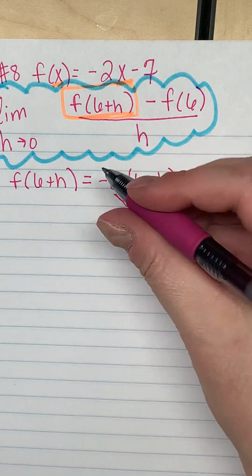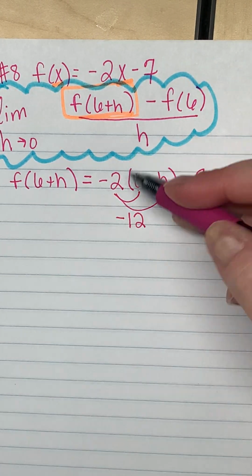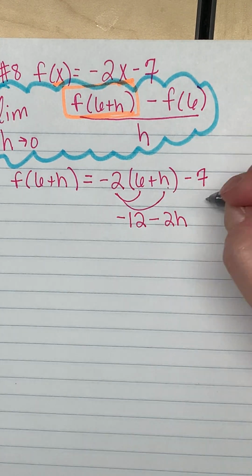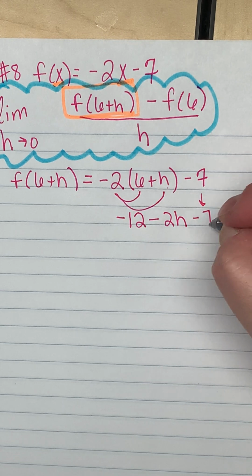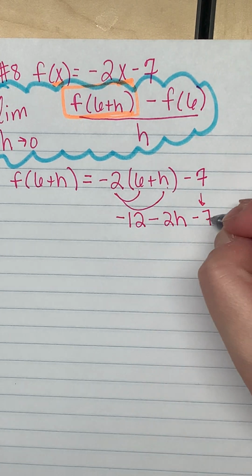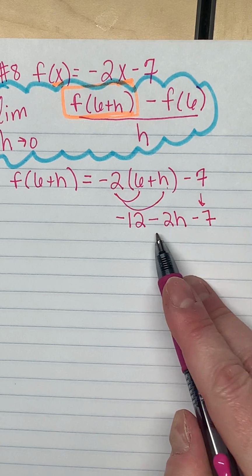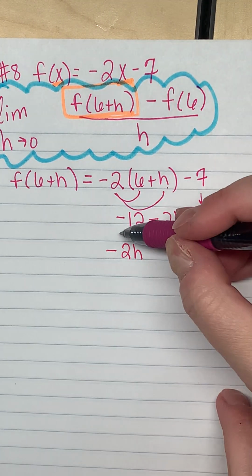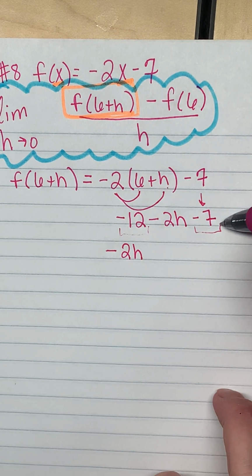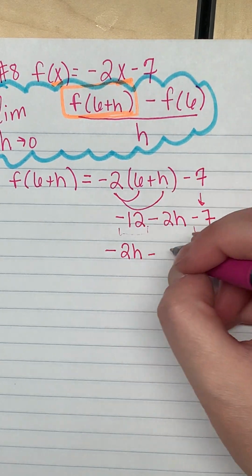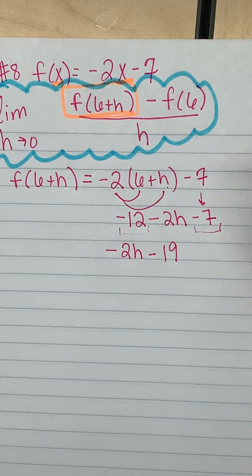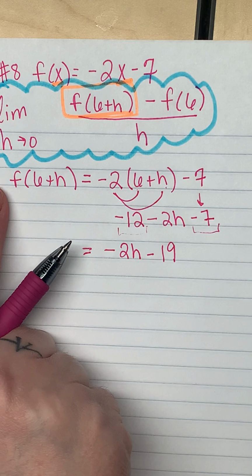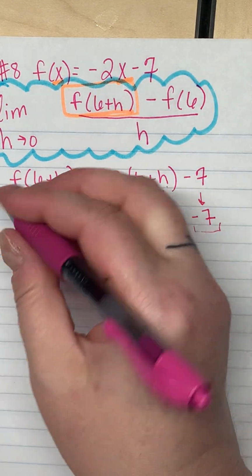Negative 2 times 6 is negative 12. Negative 2 times h is minus 2h. And then there's a big fat minus 7 that I'm just going to bring down. Okay, now let me combine like terms. There's no other h, so let me just write negative 2h. But then negative 12 minus 7 is negative 19. And what was this equal to? This was equal to f of 6 plus h.